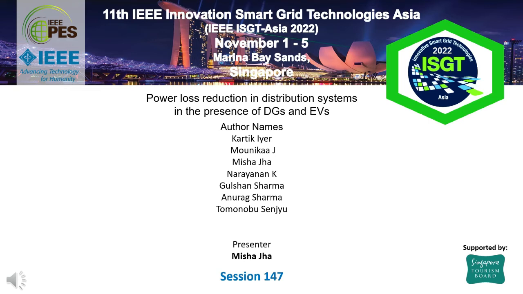Have you ever thought about how to overcome various power losses or surges in the system due to high demand? And what are the resources utilized in the system to overcome these problems? I am Misha and I am going to do a video presentation on the title Power Loss Reduction in Distribution Systems in the Presence of DGs and EVs on behalf of me and my teammates.